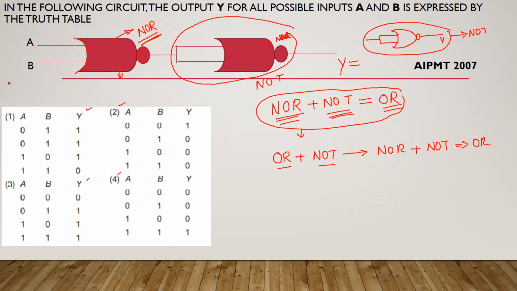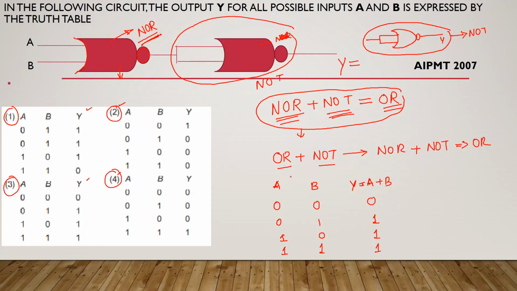Now he has given 4 truth tables. Instead of substituting all the values, we can directly find out OR gate. What is the truth table for OR gate? We know that for OR gate, whenever both the inputs are 0, the output will be 0. If any one of the inputs is 1, the output will be 1. This is the truth table for OR gate.